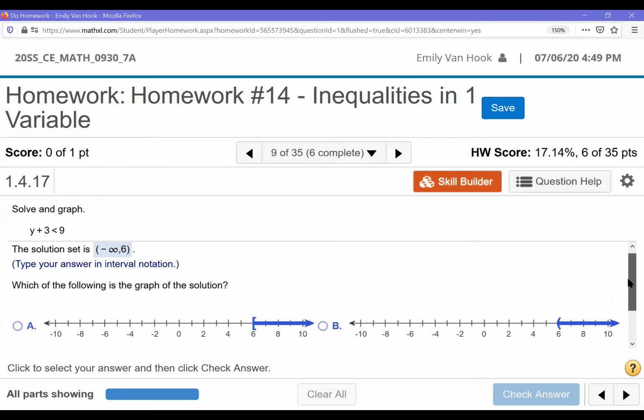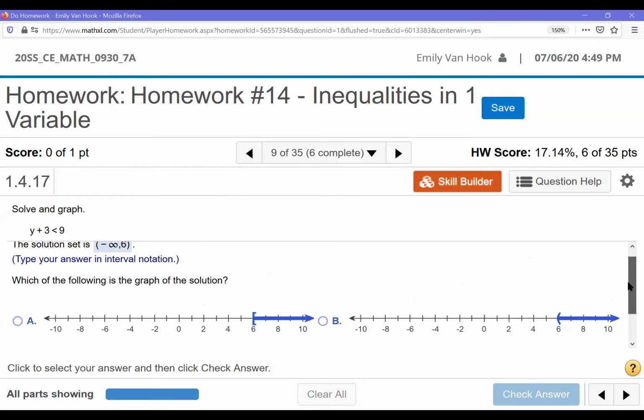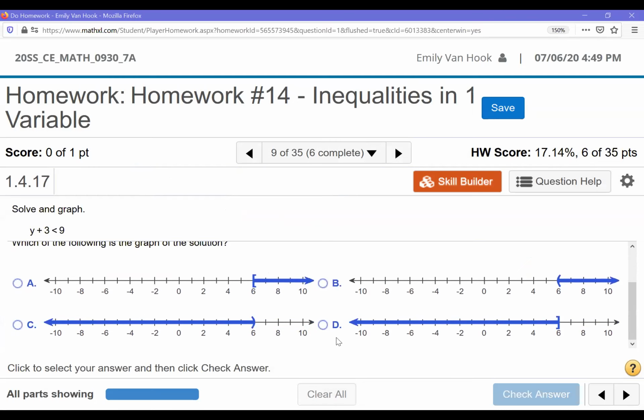Now that I have the interval, I sketched out my number line, which just got cleared. Now I need to choose my number line. So negative infinity to 6, my arrow is going to the left. I have parentheses. So choose the arrow going to the left with parentheses. That's this choice C right here. See the parentheses around the 6, arrow going to the left.